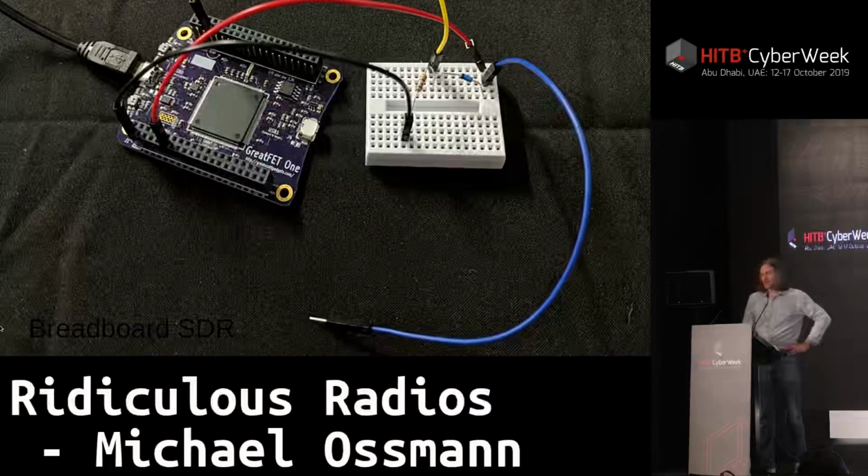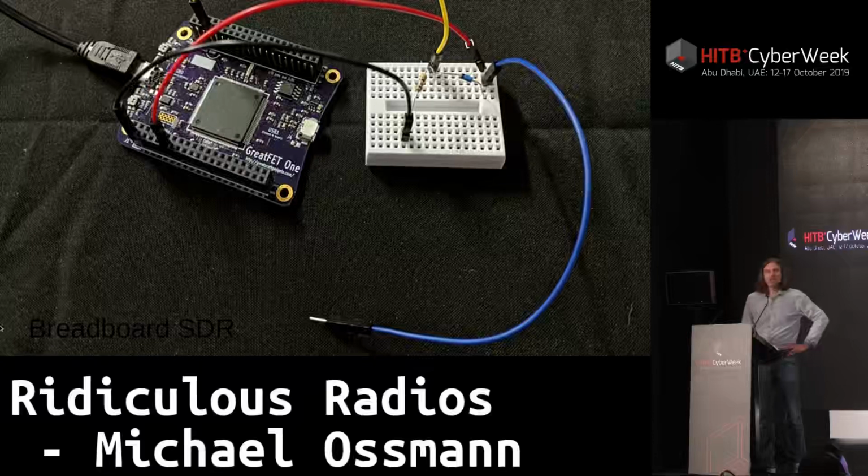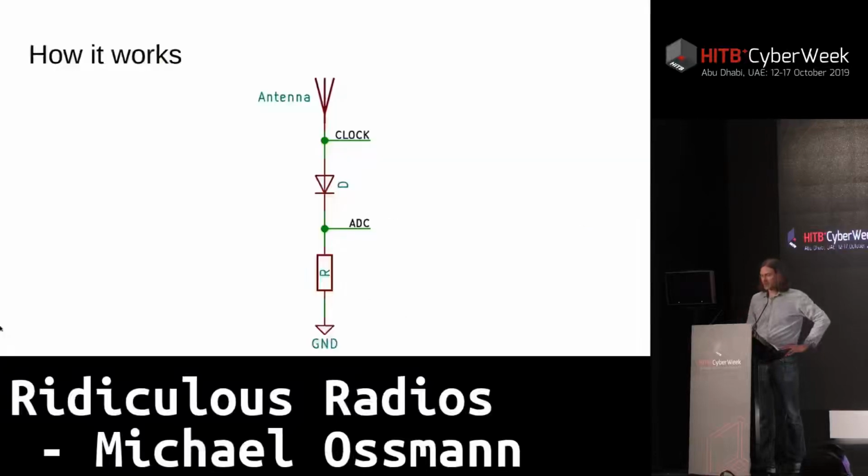So let me show you, to explain this a little bit better, maybe a schematic diagram. Here's a schematic diagram for this circuit. There's an antenna, there's a diode, there's a resistor, and we feed in a clock signal, which I forgot to mention earlier. That is the third feature of the microcontroller we're using here. We feed in a clock signal that is produced by the microcontroller, and it gets mixed with the signal from the antenna by that diode.